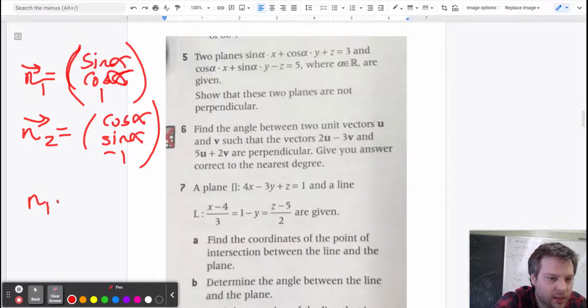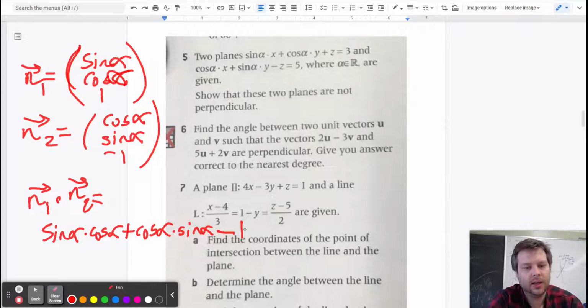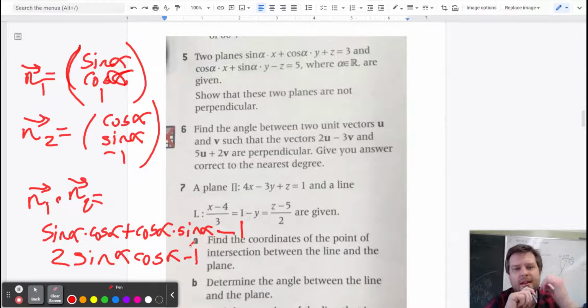So n1 dot n2 is equal to, okay, this will be a lot of fun. Let's see. Sine alpha times cosine alpha plus cosine alpha times sine alpha minus 1. And that is 2 times sine alpha cosine alpha minus 1. And we are asked to show that these are not perpendicular.